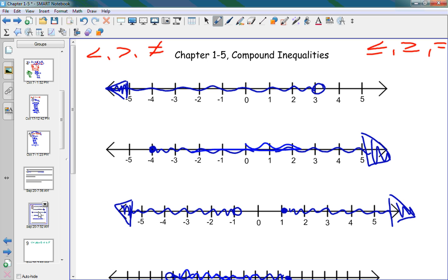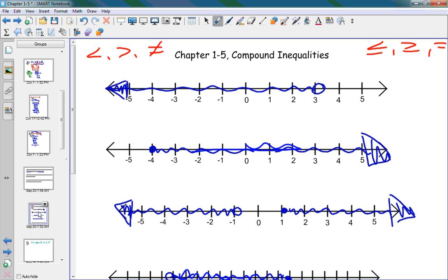Now, examples. These are graphs of compound inequalities or just regular inequalities. So what we're going to do is figure out the answer here. Well, I have a shaded region going to the left, and I have a closed dot here, or an open dot. So what does this say?